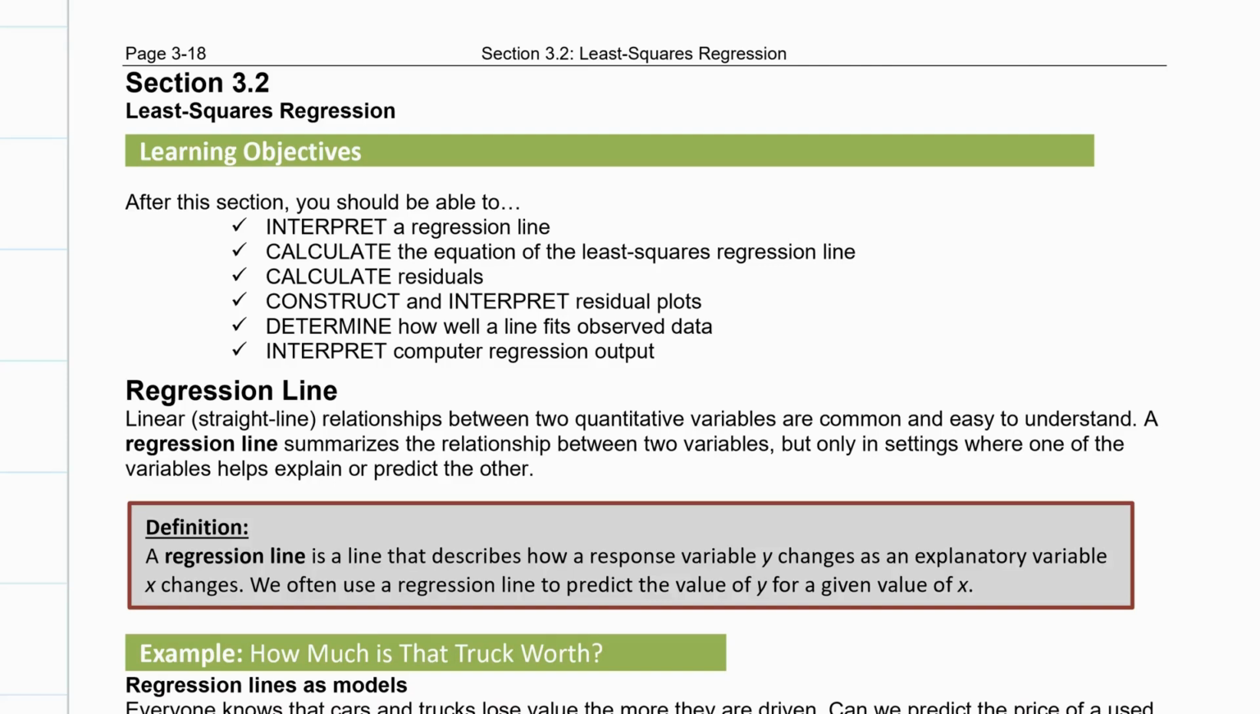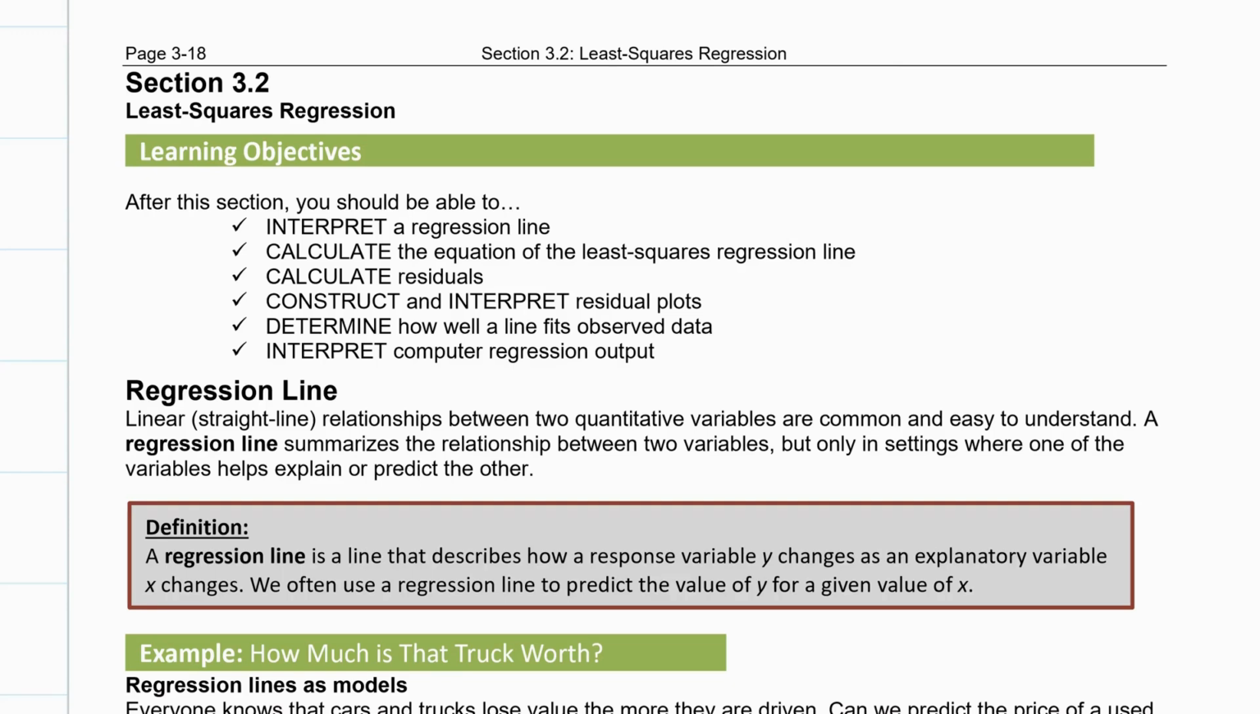This is the first part of the lecture for section 3.2, where we look at least squares regression. By the time we're done with this section, we should know all about how to create a regression line for analyzing the relationship of two quantitative variables. We should be able to find those regression lines, look at residuals, look at residual plots, and then interpret computer output. First things first, though, what is a regression line?